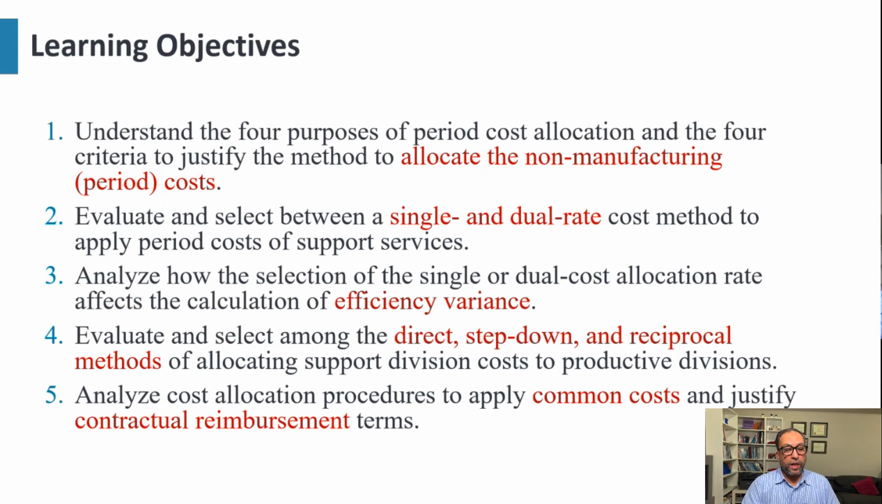The last one is to analyze the cost allocation procedure to apply a common cost. Now, there are some costs which are common, and how do we divide that standalone or single event cost, that common cost, among the different departments or among the different producers? That's what we're going to learn, how we can divide those costs. So there are two methods for that as well.